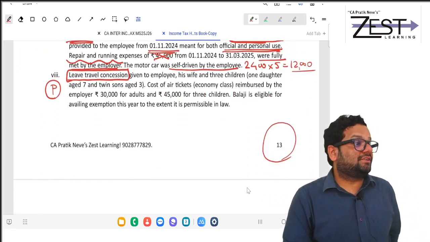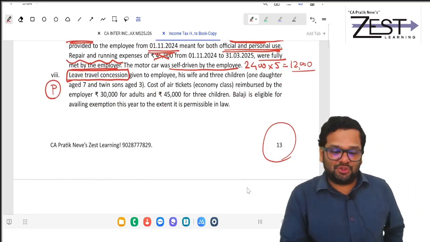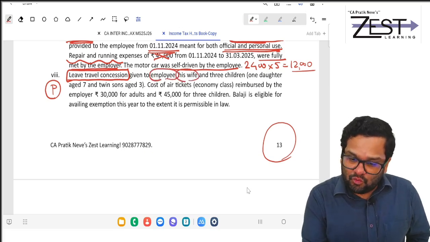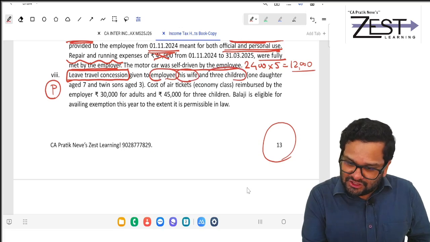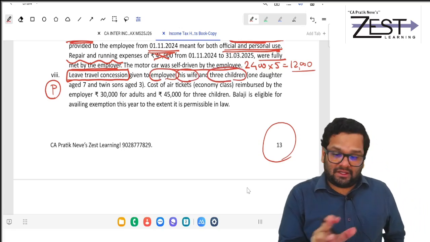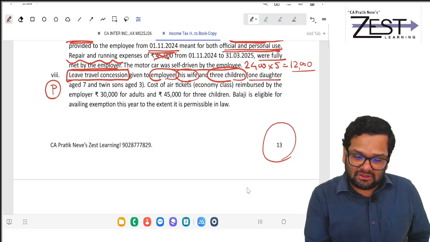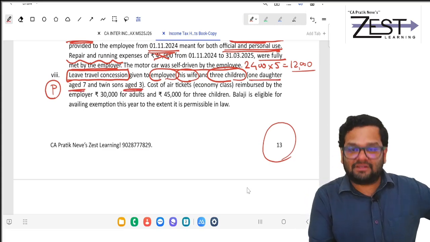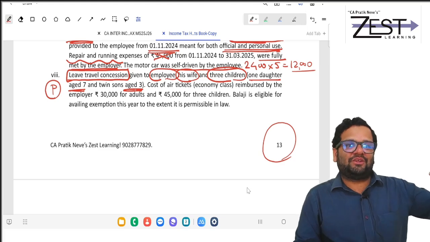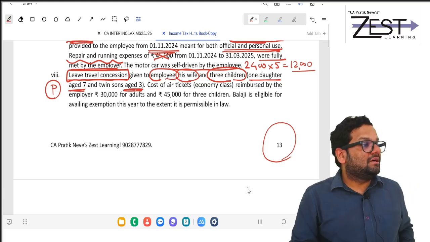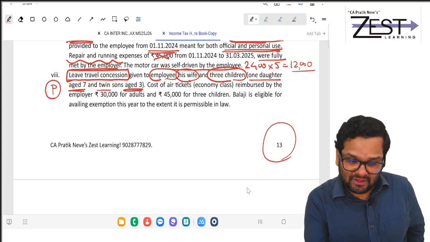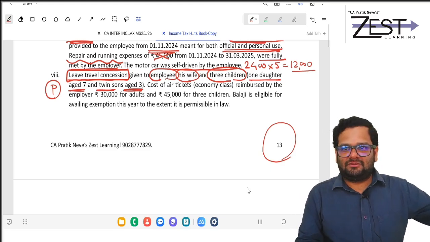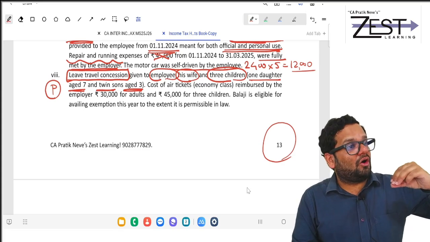Leave travel concession. Pay attention. This is the point which is new. Leave travel concession given to employee, his wife and 3 children. Is 3 children okay? Check. One daughter whose age is 7 and twin sons whose age is 3. Means first daughter was born, then these 2 sons. Means they are twins. So multiple birth after birth of first child. So actually you can take exemption for all.